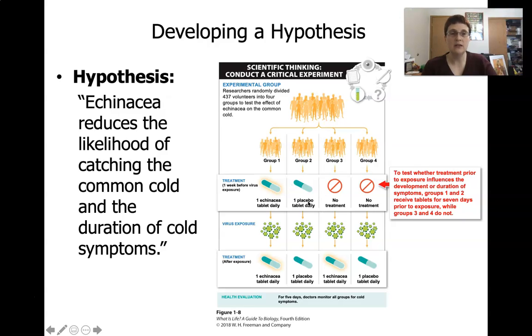And we'll talk about why this is a requirement in an experiment. So they're going to have these groups. Then, after they've been taking their echinacea or not for a week, they're going to be exposed to the virus. Then what they're going to do is give everybody pills. Because one of the things that people think echinacea helps with, and this is what your hypothesis is also based on, is reducing cold symptoms.